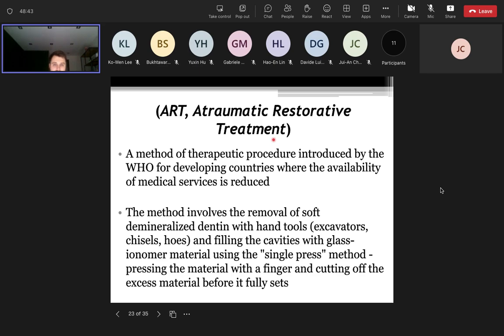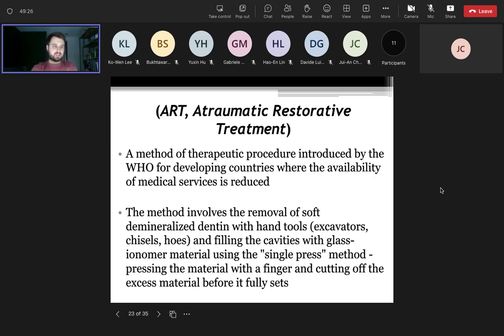Then we've got the ART technique. The ART technique is a method of therapeutic procedure introduced by the World Health Organization for developing countries where the availability of medical service is reduced. This method involves the removal of the self-demineralized dentin with hand tools like excavators and filling the cavities with glass ionomer material using the single press method, pressing the material with a finger and cutting off the excess material before it is fully set.